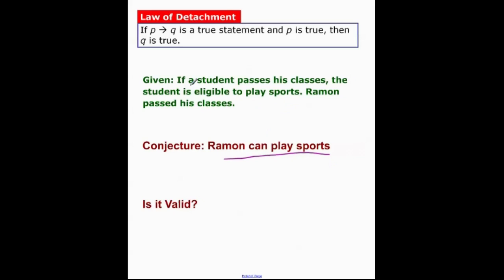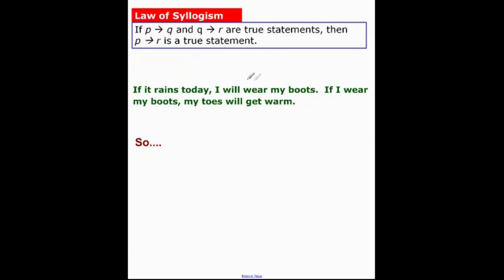And what we have here is this is true and this is true. Therefore, by detachment, since Ramon passed his classes, he can play sports. He ties into both of these true statements. So yes, it is valid. It is a true statement. This leads us on to our next concept, the law of syllogism.